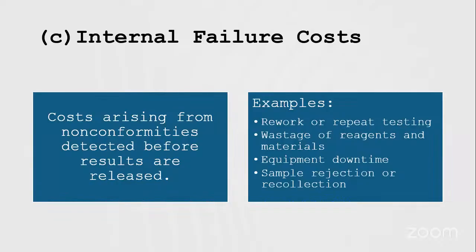Sample rejection or recollection. Maybe it was an outcall. You travel to somebody's home, household, you collect a sample, you reach the lab, it's hemolyzed, you go back. Okay? Or it has been rejected, you inform the referring facility that yes, we have rejected this sample. They need a recollection. That is a cost that needs to be factored in. So internal failure costs are costs arising from nonconformities detected before results are released to the patient, and they need to be factored in when it comes to quantification of these costs.